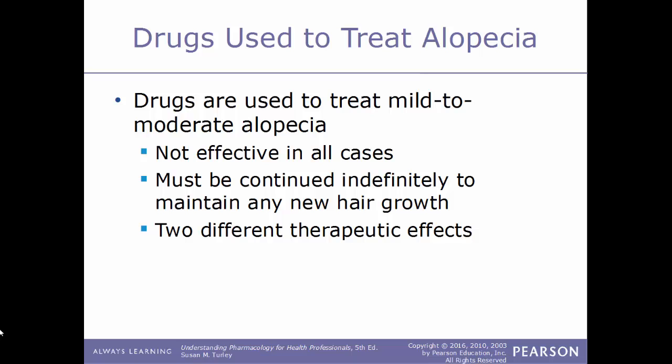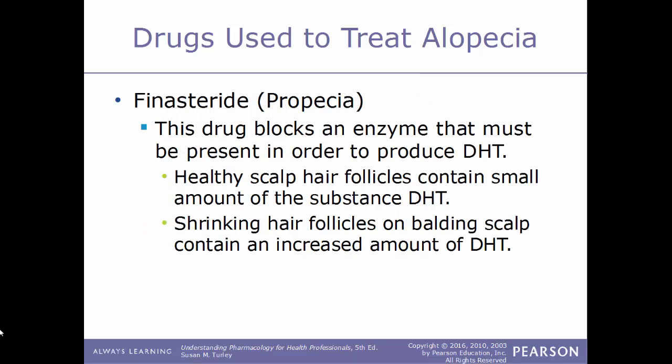Now, drugs are used to treat mild to moderate alopecia. These are not effective in all cases, and these must be continued indefinitely to maintain any level of new hair growth. And there are two different therapeutic effects. An example of a drug used to treat alopecia is finasteride, also known by the brand name Propecia. This drug blocks an enzyme that must be present in order to produce DHT.